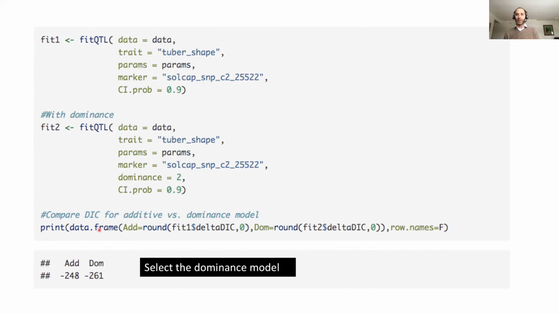If we want to compare which of these two models was best, we should look at the piece of information that's returned by the function called delta DIC. If you take the variable fit1$deltaDIC, and then the same thing for fit2, and compare them, we see that the model with the diallelic dominance has a 13-point lower DIC compared to the additive model. So we would select the dominance model as the better model in this example.